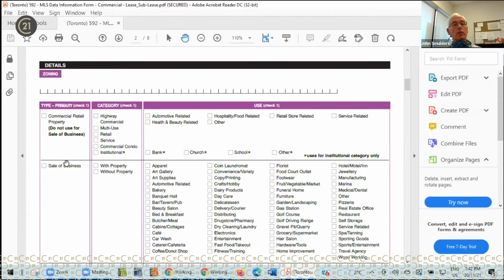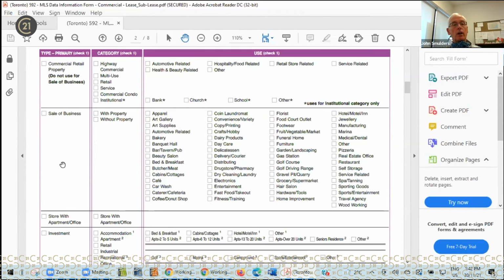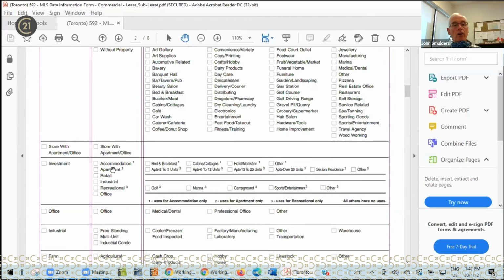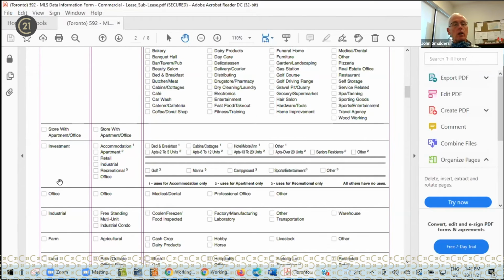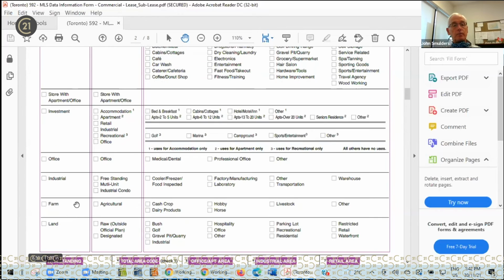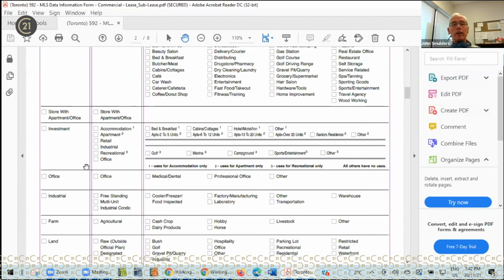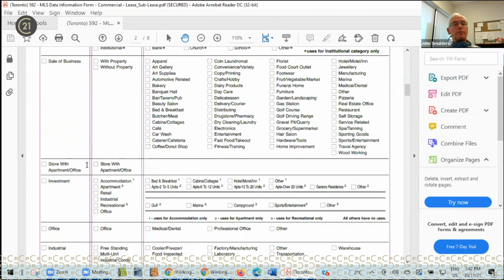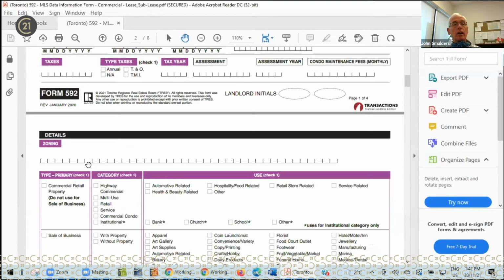So this is where you can tick off, what are you actually doing here? Are you doing a store? Are you doing an investment, an office, industrial? What exactly are you leasing anyways, right? That kind of a thing.